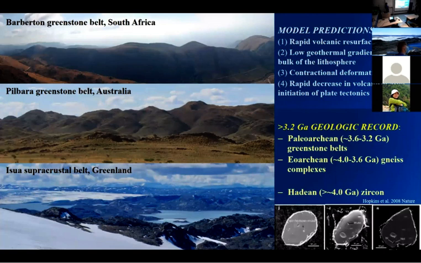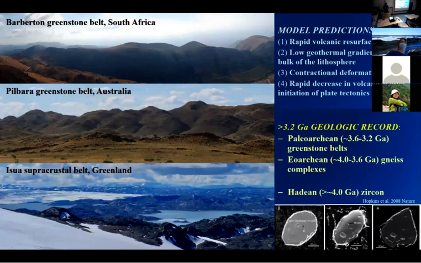So the model predictions from this geodynamic work are rapid volcanic resurfacing, a low geothermal gradient, and contractional deformation. Maybe we would see it, maybe we wouldn't, because the proportion of the radius that Earth's lithosphere represents is so much smaller than the proportion that Io's lithosphere represents. And a rapid decrease in volcanism after the initiation of plate tectonics.